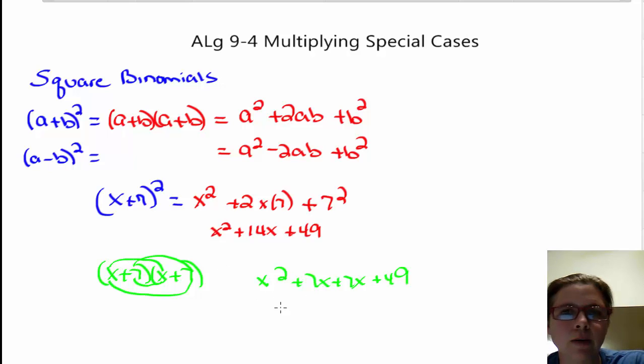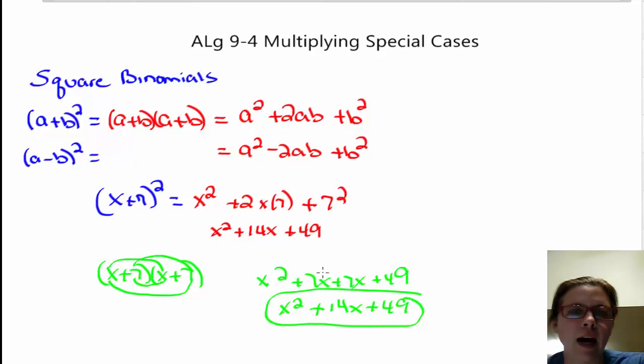And sometimes you'll want to keep doing FOIL until you're used to it, and then you can start doing it the other way. I don't care how you do it. I don't care if you memorize this or if you just FOIL things out every time. You'll get the same answer.